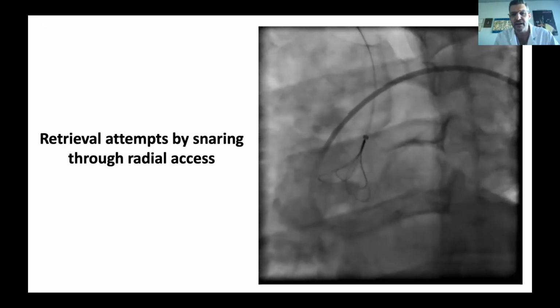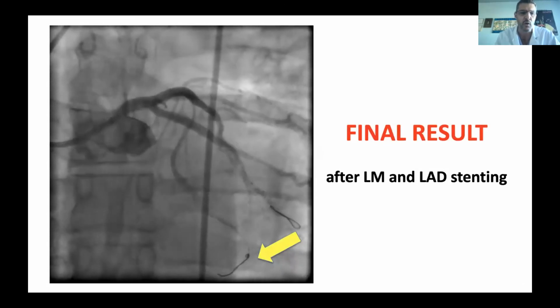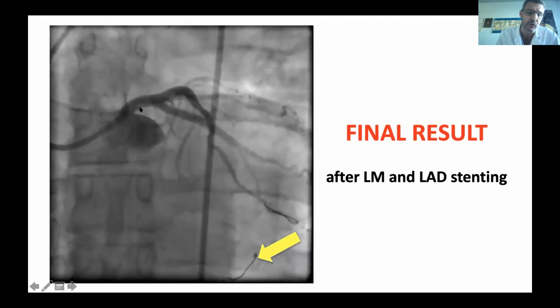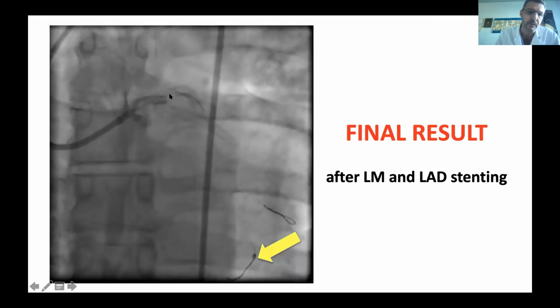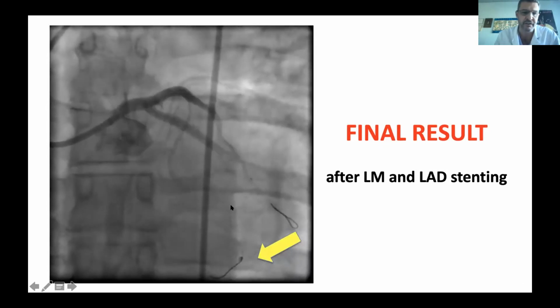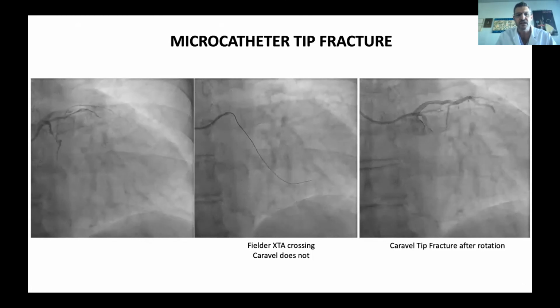And finally, the last and successful attempt was performed using the radial access in order to modify the force applied to the core wire. And using snaring, we were able to remove the core wire, leaving this fragment of the wire in the septal. And of course, we also had to cover the fragment at the level of the left main. So we were able to solve this dramatic complication without the need to send the patient to surgery.